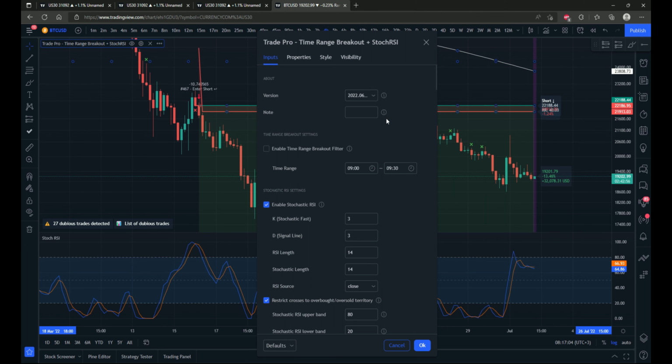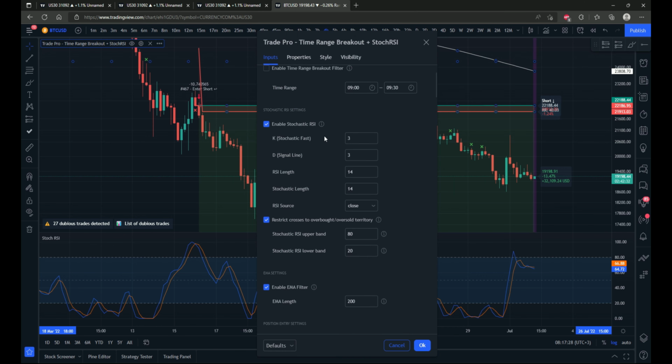All right, now with the settings open, let's start at the top with the ability to enable a time range breakout filter. And there's an explanation here for it, but essentially it's recording the highest and lowest prices in a given time range every day. And then depending on the way that the price breaks out from this range, then it's going to either look for a long or short entry dependent on that, and then the entry will be given by the stochastic RSI cross based on the specific settings you choose here.